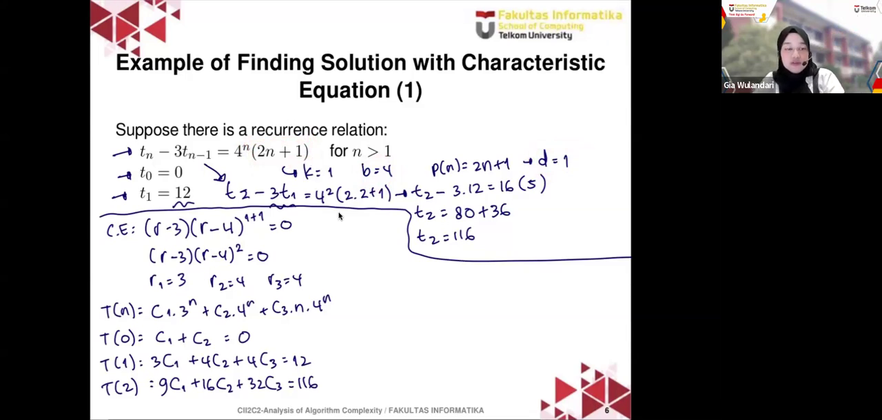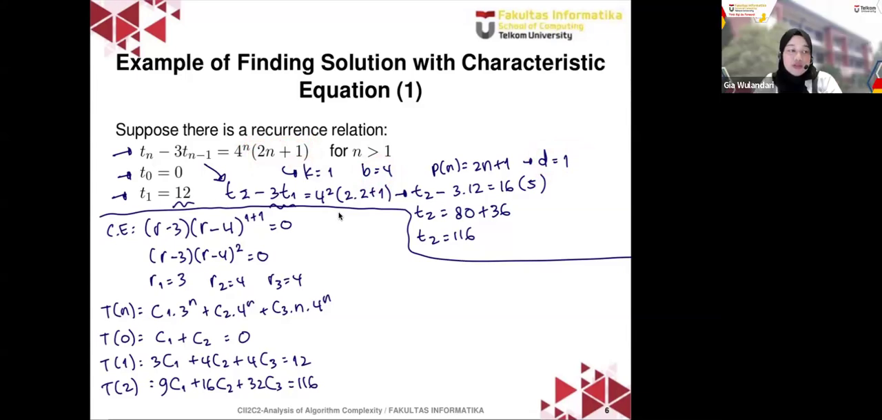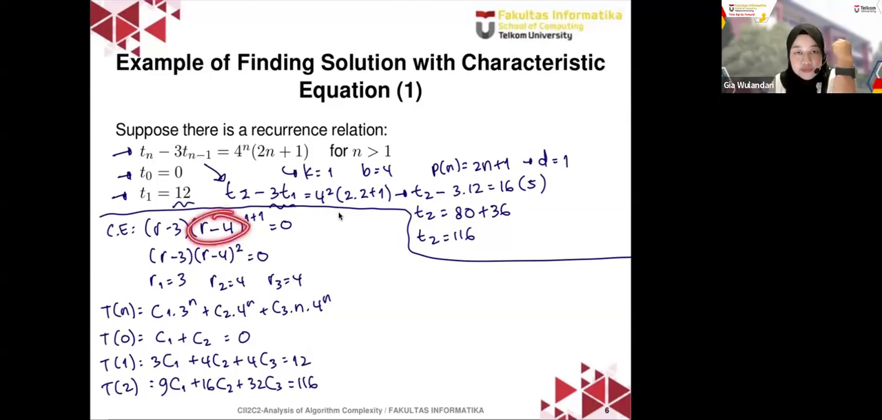Is it clear enough? Already clear enough, Miss. Thank you. No worries. Any other question? Miss, I would like to ask, I didn't really understand how you get r minus 4 to the power of 1 plus 1. How do we determine the r minus 4 that you have written here? This one? Yes, that one.